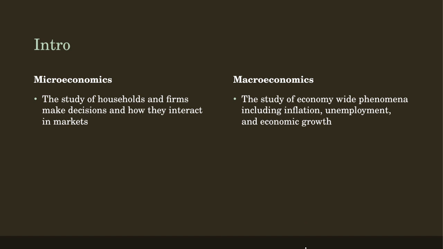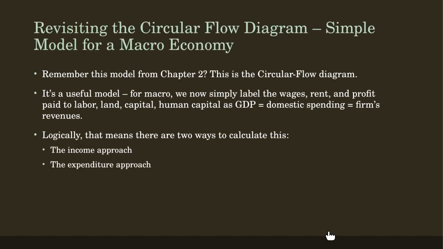Now, to wrap our minds around this, we're going to revisit an old model. We're going to revisit the circular flow diagram. And this is just a simple model for a macroeconomy. So if you remember this model from chapter 2, it was a useful model showing us that there's two agents, households and firms, and they participate in two markets, goods and services, and factors of production. And then consumers buy goods and services that are sold by firms, and then firms buy factors of production, which are sold by households.